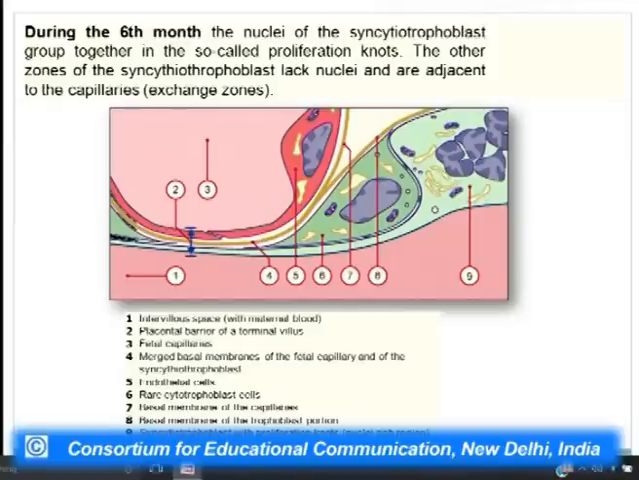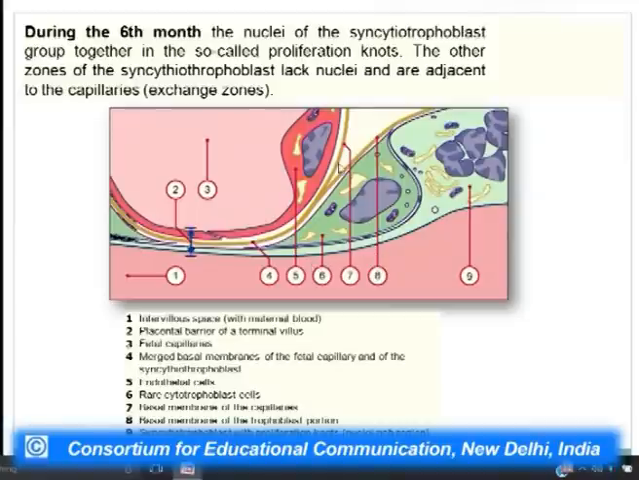Then it contains the endothelial cells. It contains rare cytotrophoblast cells. So, cytotrophoblast cells have also disappeared, but there are rare cells which are still there. Then the basal membrane of the capillary. So, this is the basal membrane of the capillary, and this complete structure is the fetal capillary. This is the maternal blood vessel. So, this is the placental barrier.